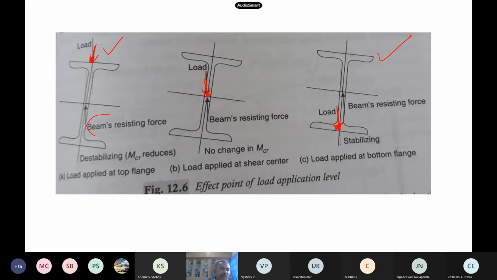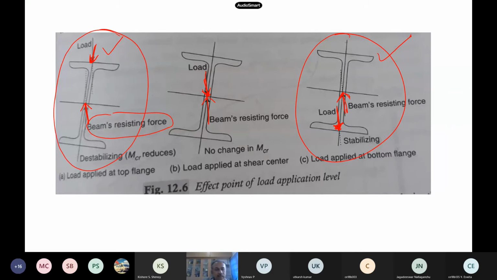This is the beam's resisting force, so it will obviously act at its centroid. The load is downward, so the resistance will be upward. Now you tell me, when the load is acting at the top flange or at the bottom flange, what's the difference between this and this? Which will buckle faster, which is more dangerous, top flange or bottom flange?